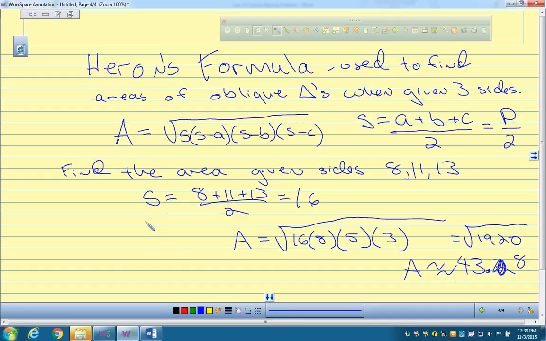All right, but otherwise you'd have to take one of the sides and then find the height of the triangle or something like that, or find an angle. And it's this kind of a thing. Does everyone see where that came from? Okay. Yes, Max? S is 8 plus 11 plus 13 divided by 2. Okay. And that's all she wrote.